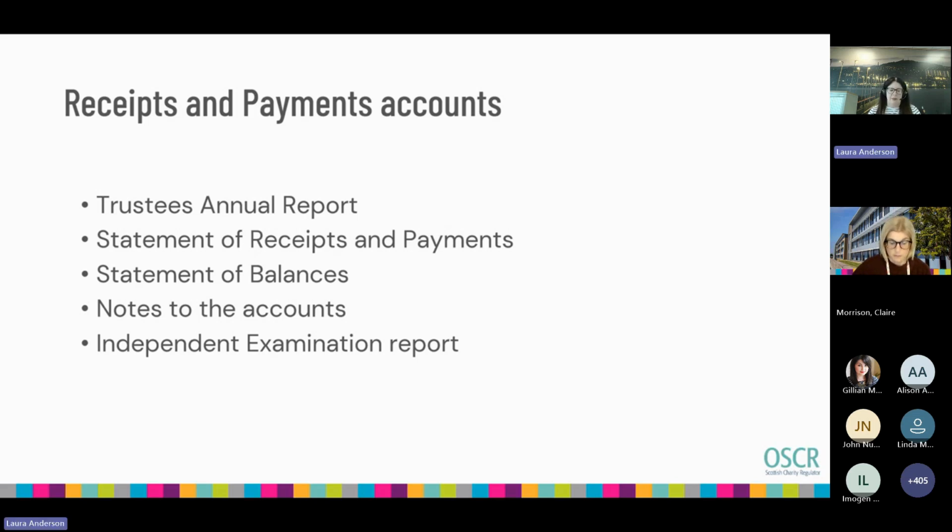Now, in receipts and payments accounts, the statement of balances and the trustee's annual report, they have to be signed by one of the trustees on behalf of all of the trustees, and they have to specify the date on which they were approved as well. So what we're going to do in the next part of this session is to look at some of these elements in more detail. I'm going to cover firstly looking at the trustee's annual report, and then I'm going to hand over to Claire to take us through the others.